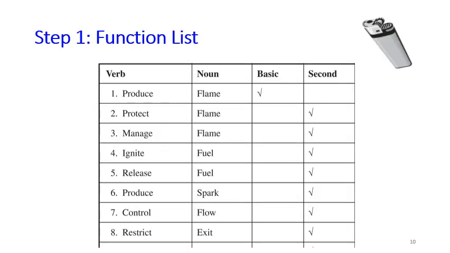Let's see how we can build a FAST diagram for a cigarette lighter example. So step 1, we list all the functions of a cigarette lighter. Here, the complete table from the textbook has like 25 functions. Here, I just show 8 of them. Remember that the function must be defined in 2 words. The first word is a verb and the second word is a noun. So here is the list of all functions of a cigarette lighter, and the main function of this lighter is produce flame.